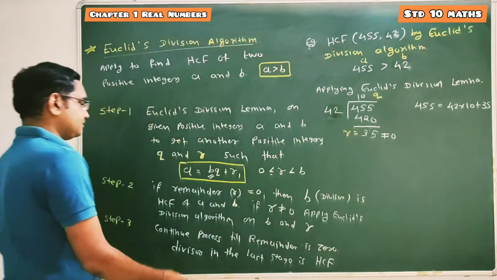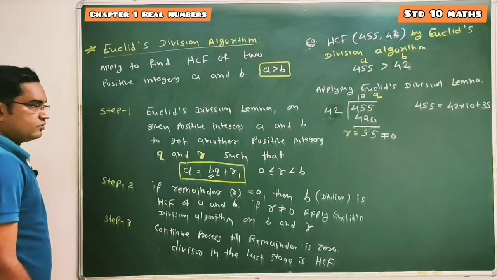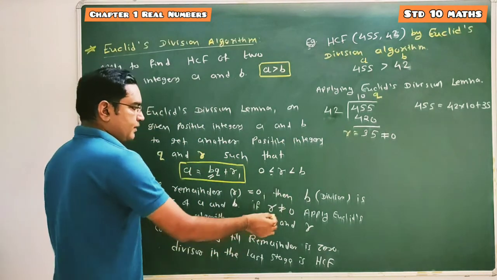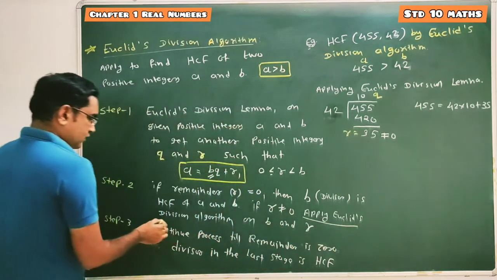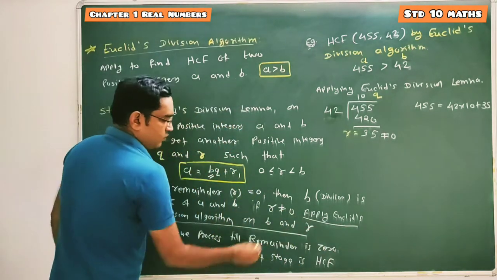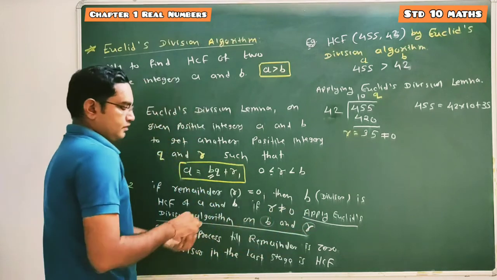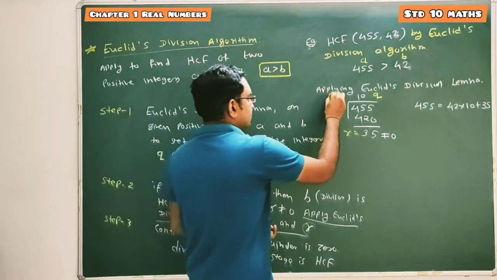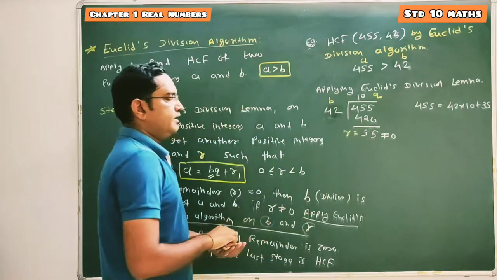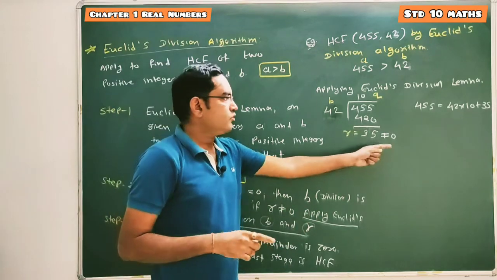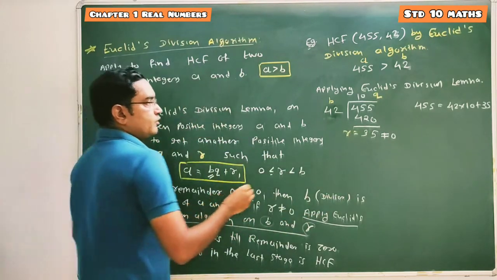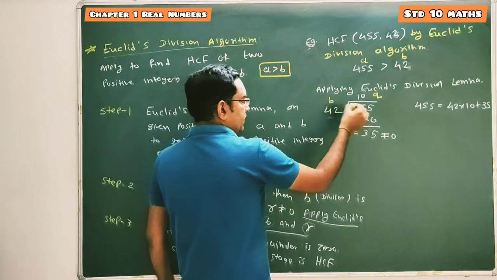So now again remainder is not 0. So when remainder is not 0, apply Euclid's division algorithm again on b and r. This is the value of b and this is the value of r, and here remainder is not 0. So what we have to do? We have to apply Euclid's division lemma on this b and r.